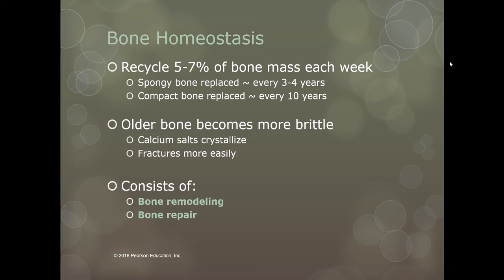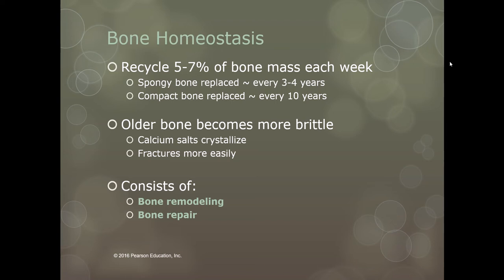Spongy bone is replaced more often than compact bone. Spongy bone gets replaced about every 3 to 4 years, whereas compact bone is usually replaced about every 10 years. The reason we recycle our bone tissue is that the older bone is just not as resilient. It's got more calcium salts in it, so it's more brittle. It fractures much more easily, and so we recycle the old tissue.